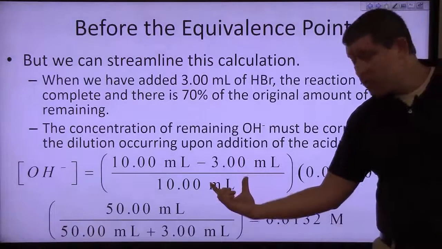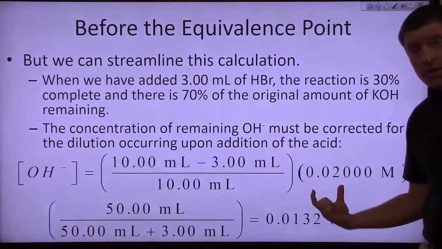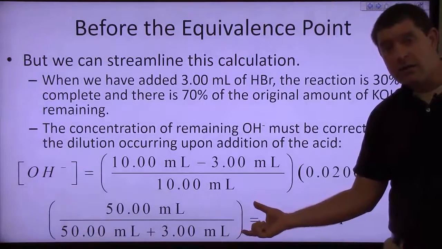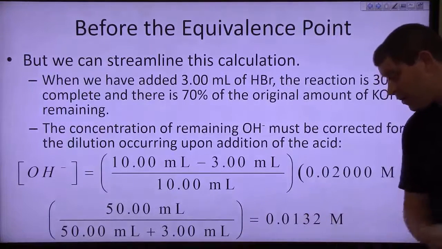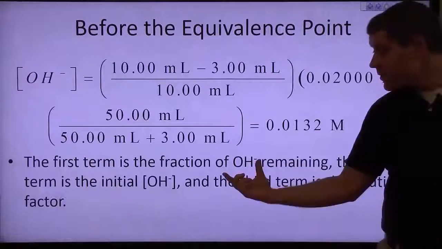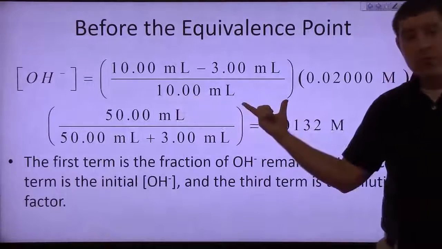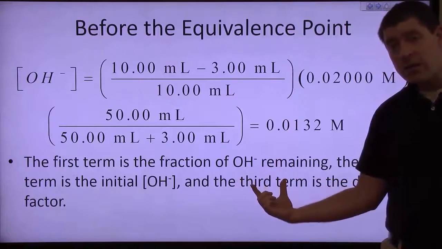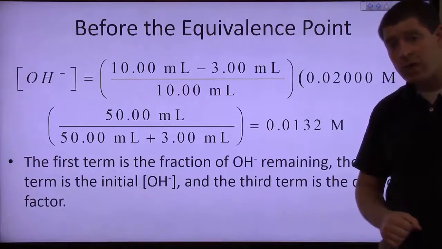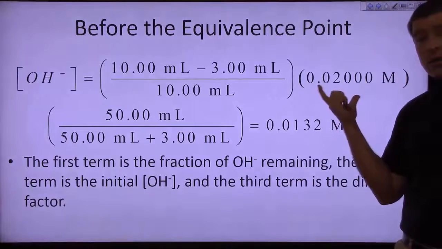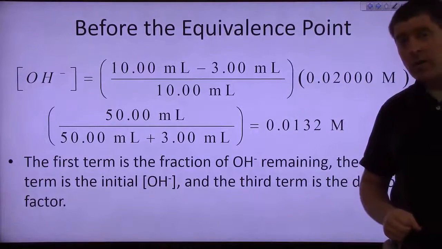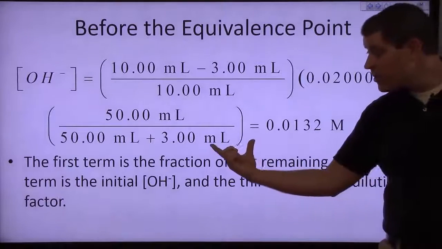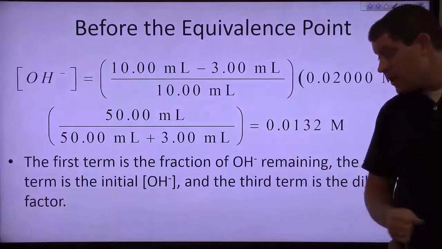So we're going to have 70% of our initial concentration, and then corrected for the dilution, this fraction is going to be a little less than 1. That then gives us a value of 0.0132 molar. Now again, the first term here, this first set of parentheses, is then the fraction of hydroxide ion that remains after we've added our 3 milliliters of hydrobromic acid. The second term here is our initial concentration of our potassium hydroxide before we began the titration.